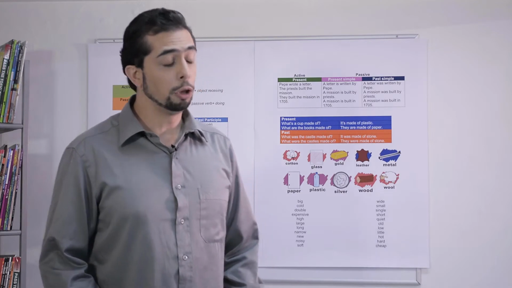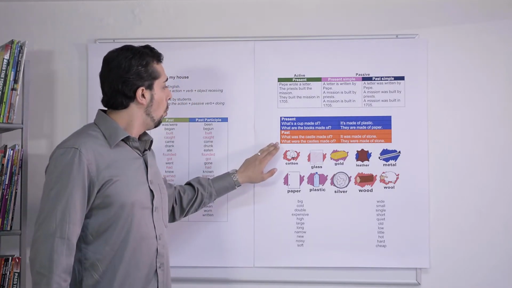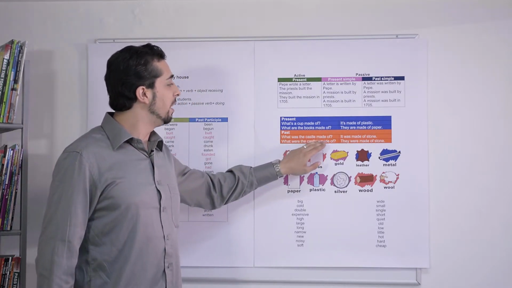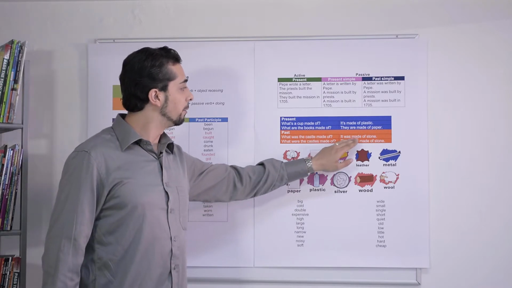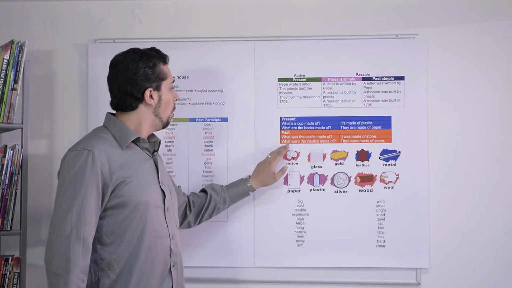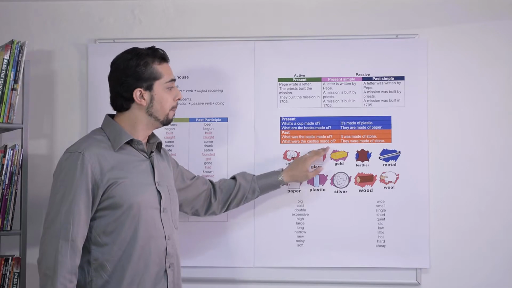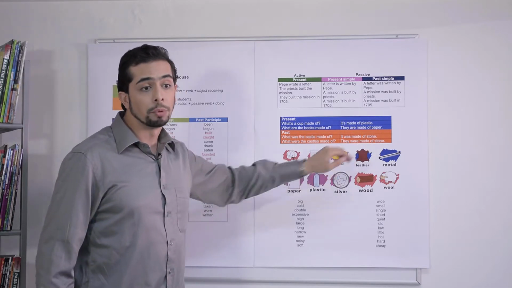That question is very useful. Can I use it in past? Yes, look. What was the castle made of? It was made of stone. What were the castles made of? They were made of stone.